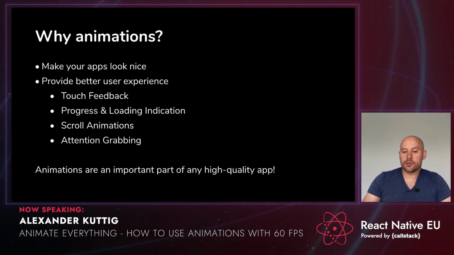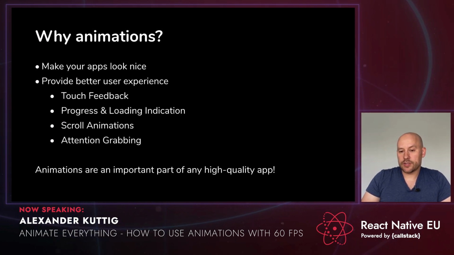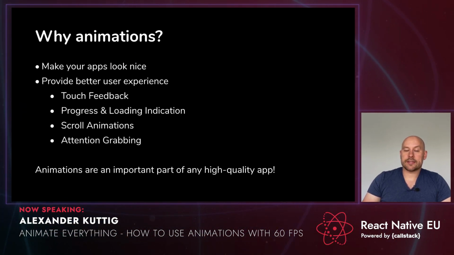Another thing is progress and loading indication. It's always good to give the user something he can look at while he's waiting for the content. So progress and loading indication is a good example of where animations should be used. Also, a lot of apps use scroll animations at the moment, especially in the header area. When we scroll, a larger header is scrolled out of sight and a smaller header occurs. And last but not least, animations are a great tool to grab and direct the user's attention to any part of the screen. When something moves on the screen, the user looks at it. So animations are great for grabbing the user's attention.